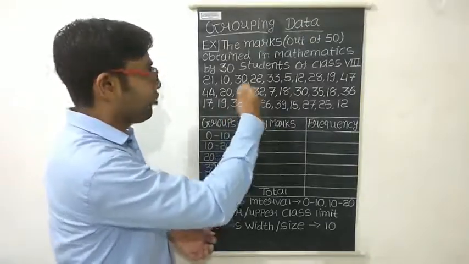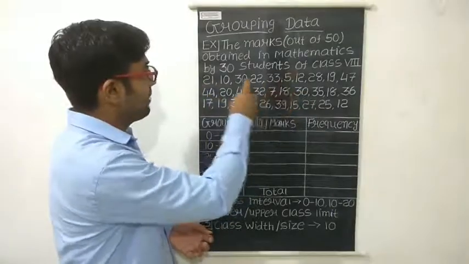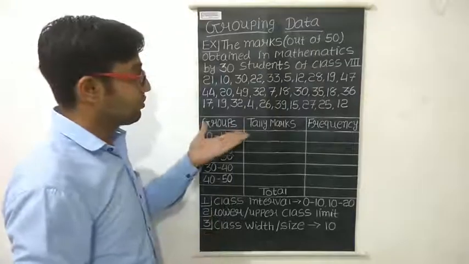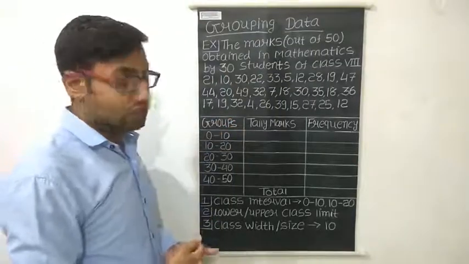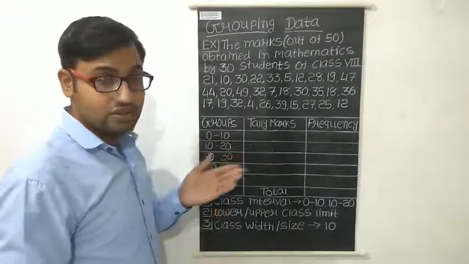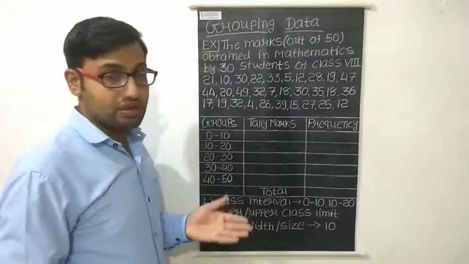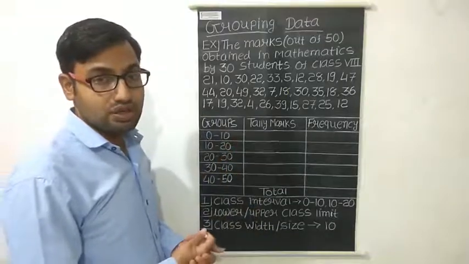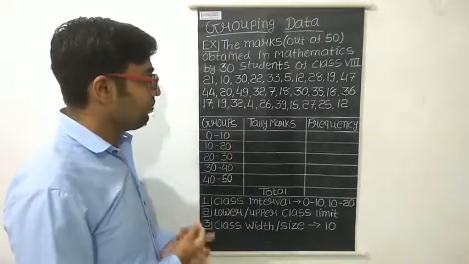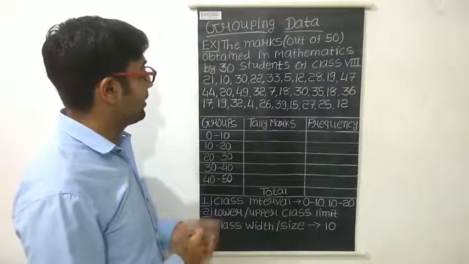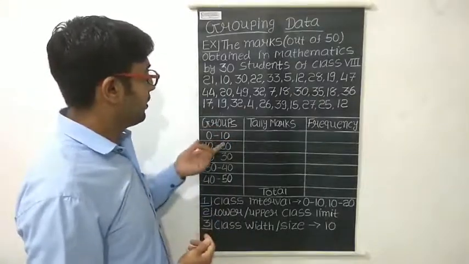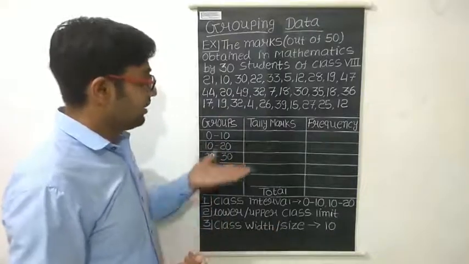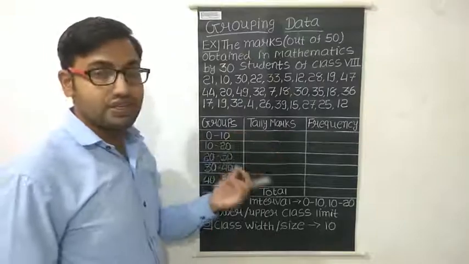The marks out of 50 obtained in mathematics by 30 students of class 8. Now here the data is of 30 students. When the data is large, it is not possible to arrange that type of data using a frequency distribution table. Right? So now what do we have to do? We have to use another method, and that is called the grouped frequency distribution table.